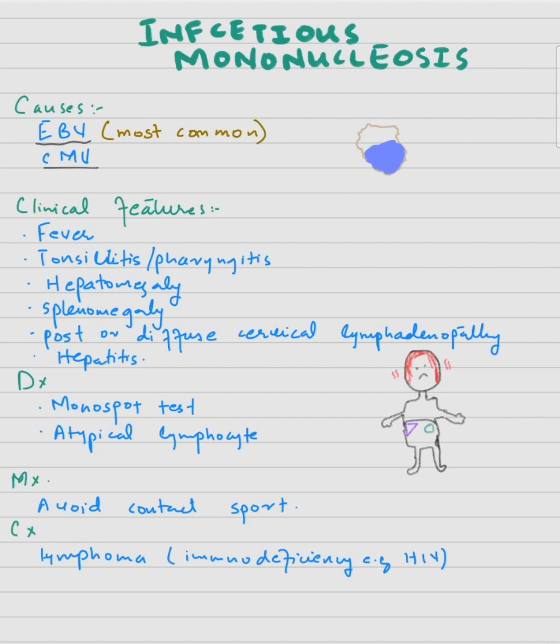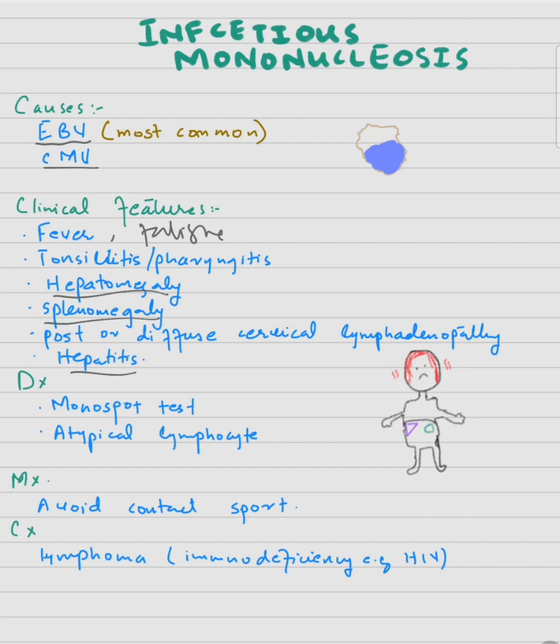In the clinical features, we will have severe fatigue and also fever, and there will be sore throat, tonsillitis and pharyngitis. On the tonsils it can be with or without exudate. So these are the general clinical features, and it can also affect the liver, resulting in hepatomegaly or transient hepatitis.